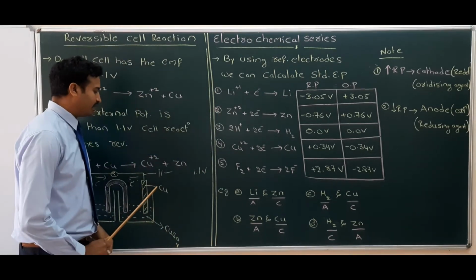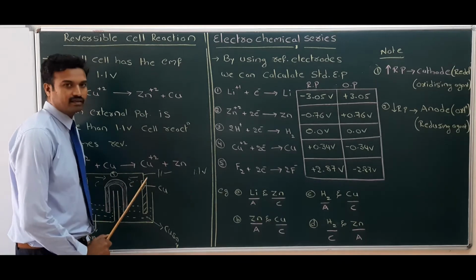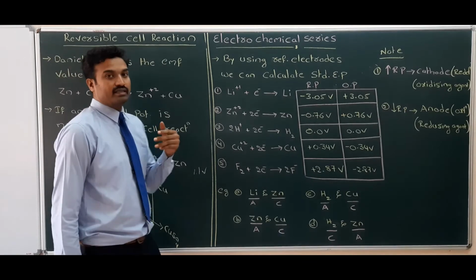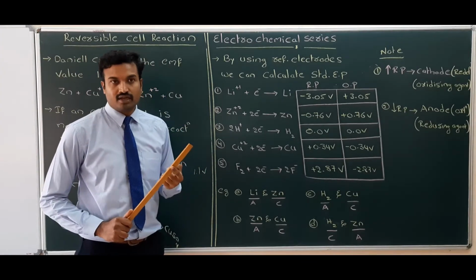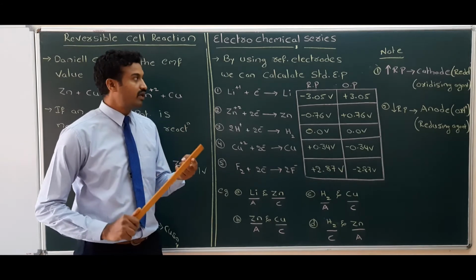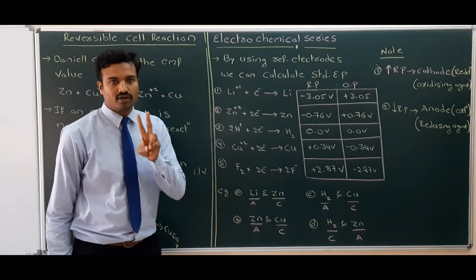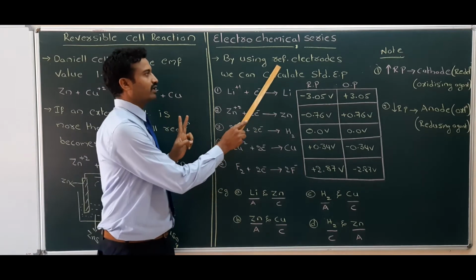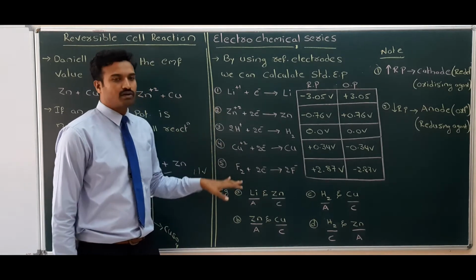Now we need to calculate the standard electrode potential of copper and zinc. The single electrode potential we cannot calculate directly. Yesterday we discussed that the single electrode potential can be calculated by using reference electrodes. Here we have two reference electrodes, the hydrogen electrode and the calomel electrode. By using a reference electrode, we can calculate the standard electrode potential.